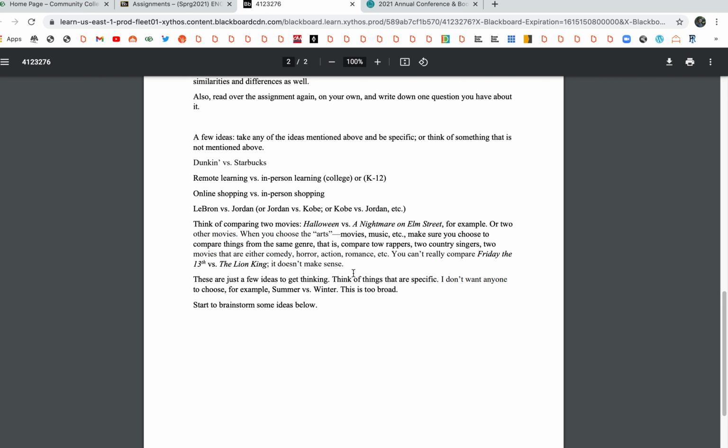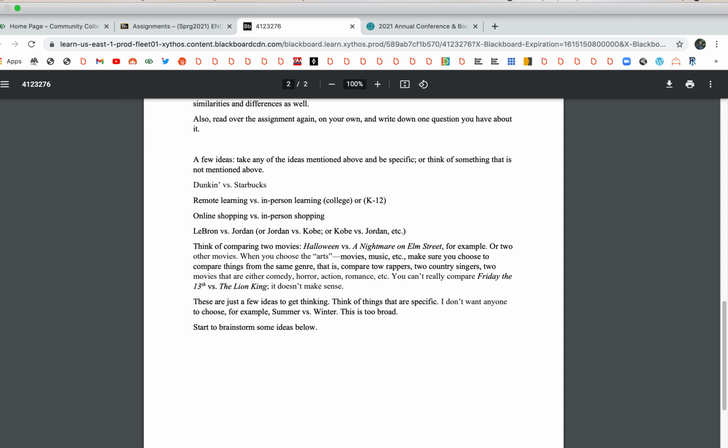Think of things that are specific. Again, I don't want anyone to choose, for example, summer versus winter, right? I mean, it's too broad. One's hot, one's cold, right? You're outside in one, you're inside in the other. It's just too broad. Use a little more nuanced thinking and choose something like, my go-to would be movies or shows or music or books even. That's a good one. Think of comparing and contrasting a book to a movie, right? Like Harry Potter books versus Harry Potter movies.